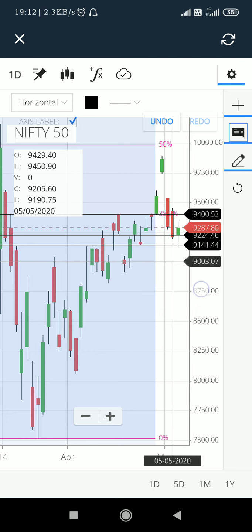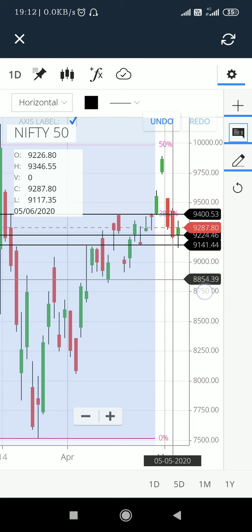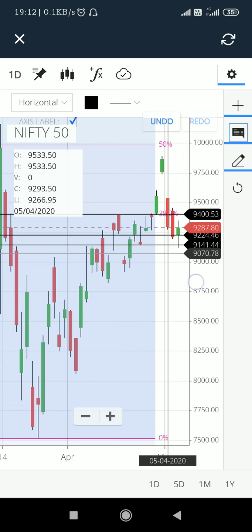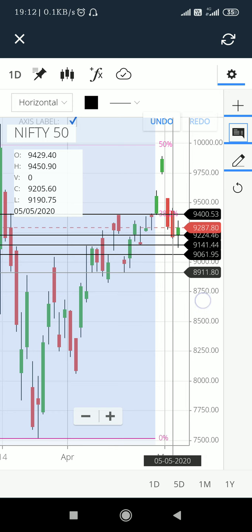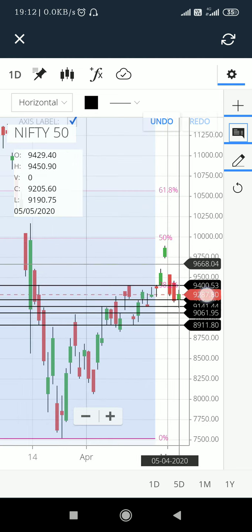Now what lower levels can be expected in Nifty? Firstly, if the low of today is broken, that is 9120, we can definitely expect the levels of 9050. And further, if the 9050 level is broken, let me mark it for you. Further, if that level is broken, then 8900 is the next stoppage or the next support for the Nifty 50. That is the major support for the Nifty 50 which we can expect. On the upper side, let me mark it for you.